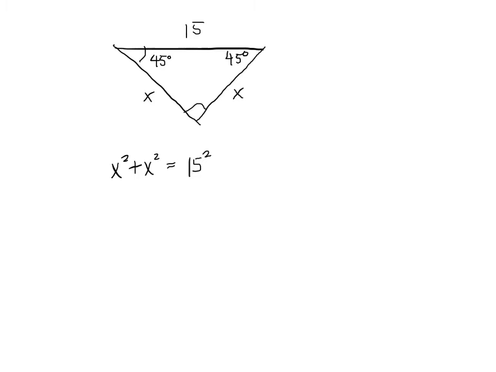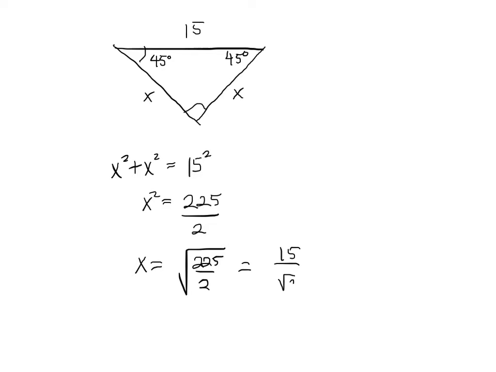15 squared, which is, do you have it memorized? 225. Okay. So x squared is 225 over 2. Okay. So x is root 225 over 2, which is 15 over root 2. Get rid of the radical. And we get 15 root 2 over 2. 15 times root 2 over 2.